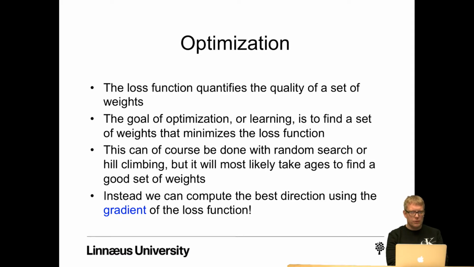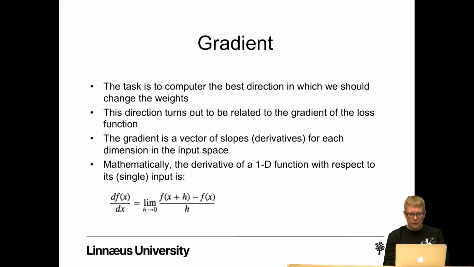Instead, we can compute the best direction of the weights using the gradient of a loss function. The task is to compute the best direction in which we should change the weights, and this direction turns out to be related to the gradient of a loss function. The gradient is a vector of slopes, the derivatives for each dimension in the input space. Mathematically, the derivative of a 1D function with respect to its single input is, if you remember from calculus, this definition of the derivative.